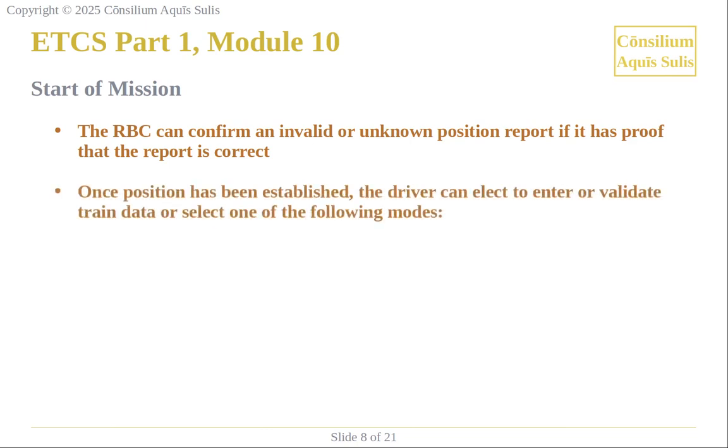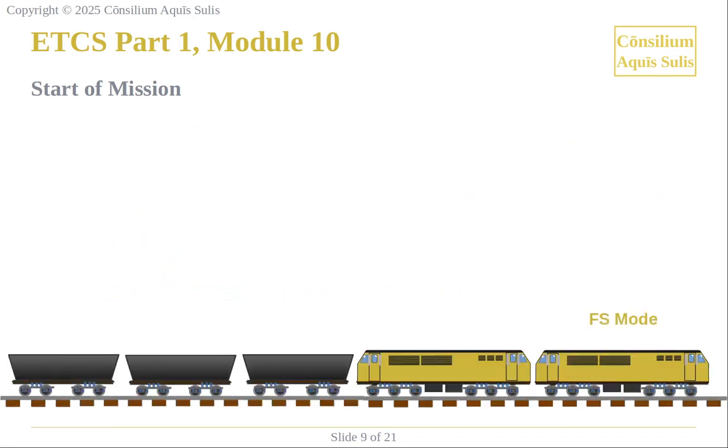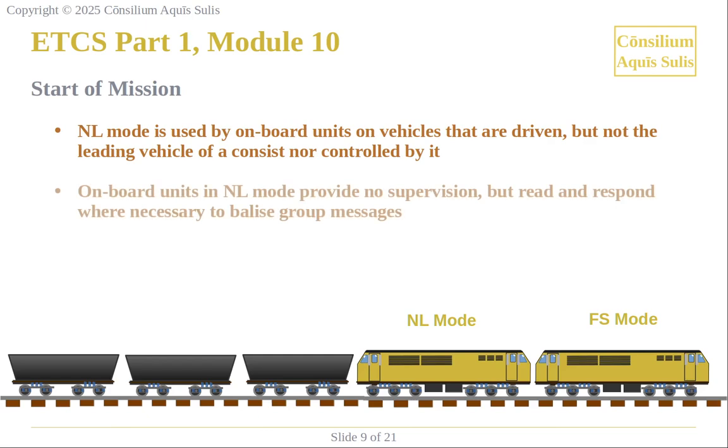Once position has been established, the driver can elect to enter or validate train data, or select one of the following modes: non-leading, shunting, supervised manoeuvre. Non-leading mode is used by onboard units on vehicles that are driven but not the leading vehicle of a consist nor controlled by it. Onboard units in non-leading mode provide no supervision but read and respond where necessary to Balise group messages.